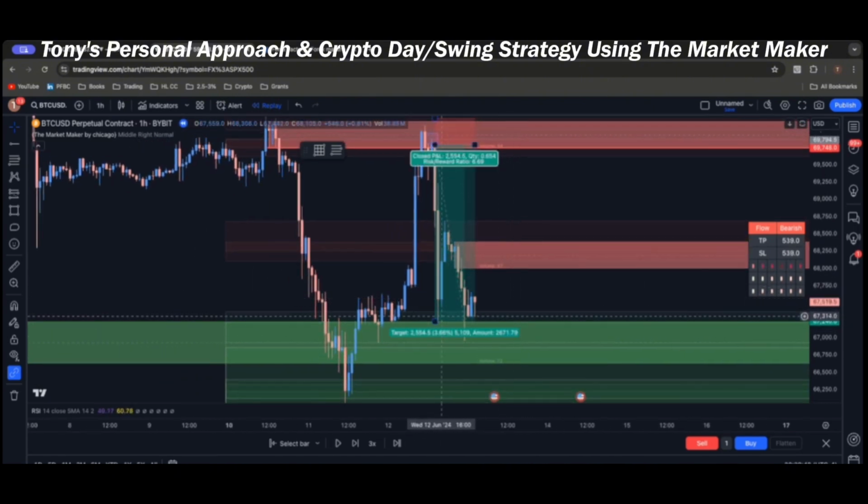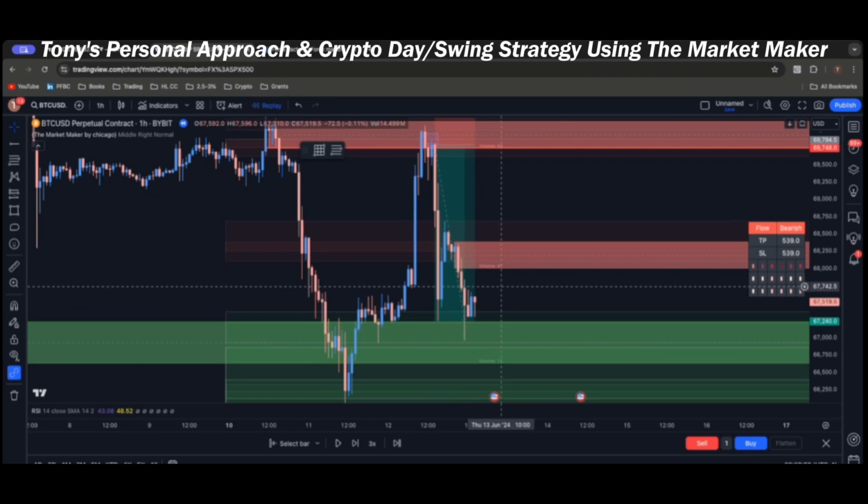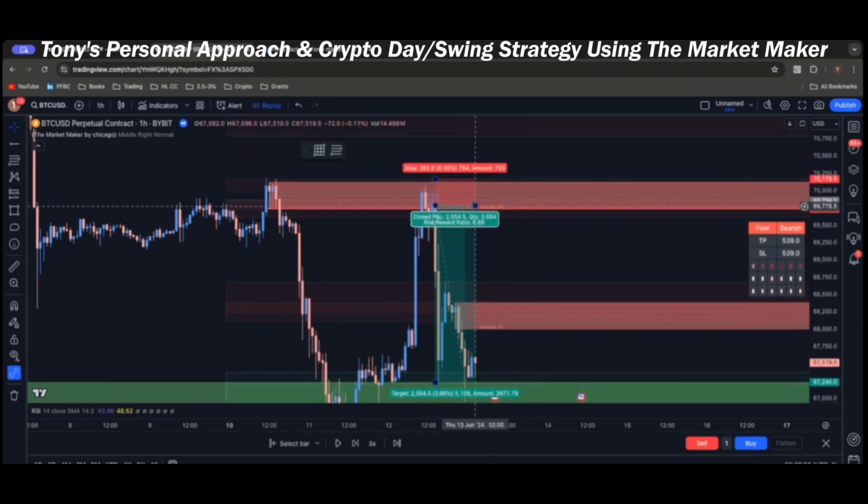And with a 3.66%, let me do some calculations here. 3.66 times, we'll be conservative with the estimations there. This would have been a 153% gain on your position. And I just think it's insane.